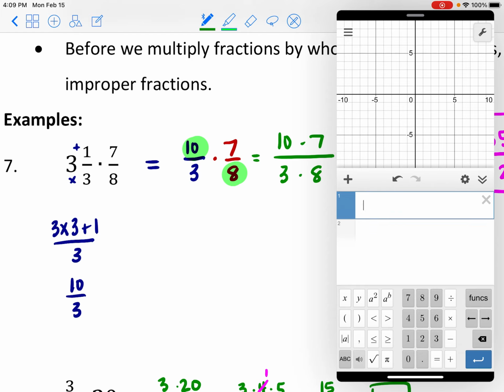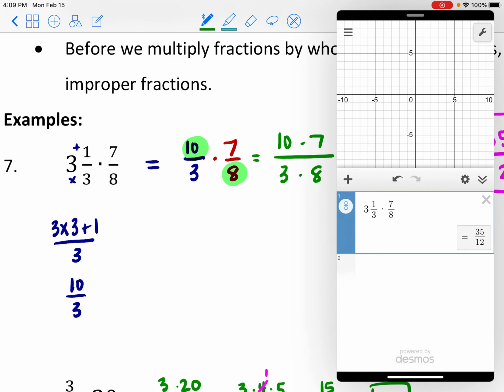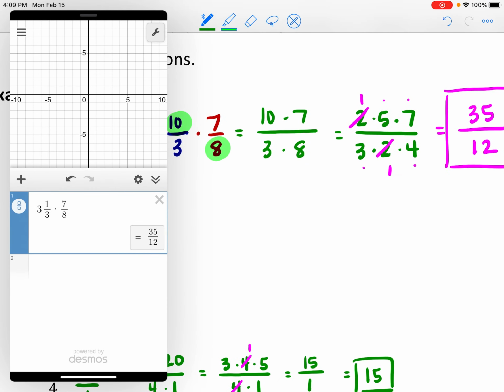So let's put in the 1/3 and then go back and give it that whole number part of 3. So 3 1/3, and we want to multiply by 7 over 8, and it gives us 35/12, and that's what we had there. So with a mixed number, you've got to be a little tricky about putting it in.